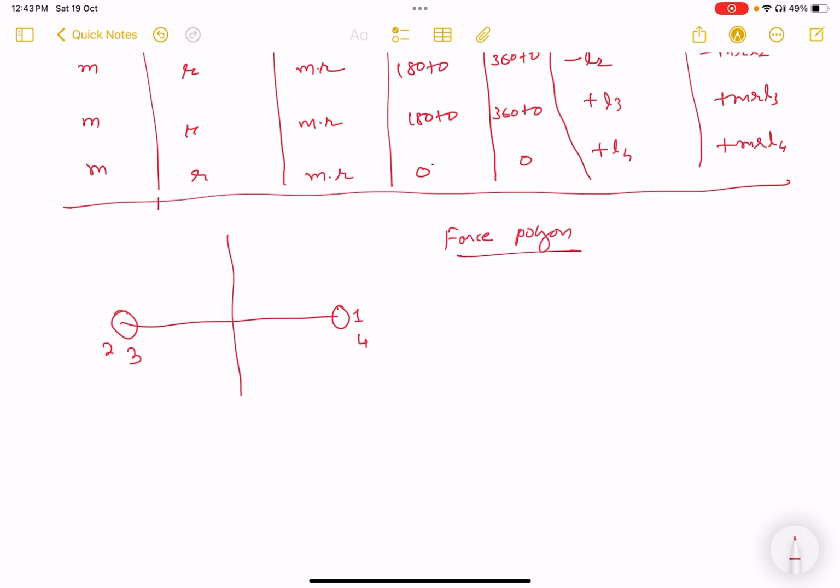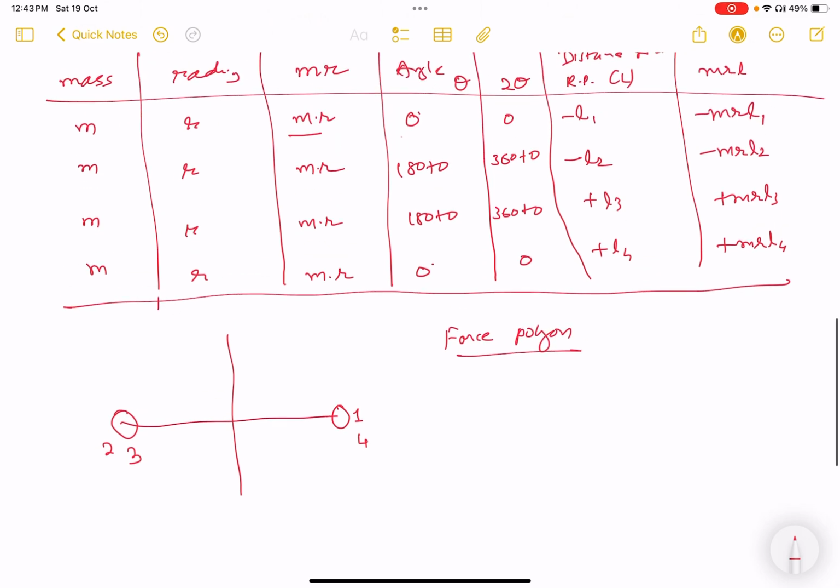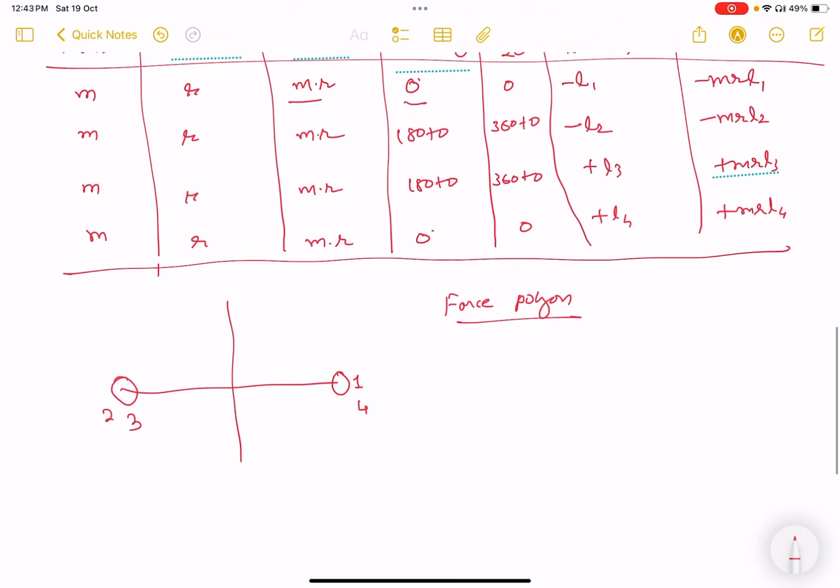Force polygon. For the force polygon we need MR only and the angle. So we'll start from here. Suppose this is 0. Then MR by scale. Suppose we are considering MR as 2 centimeters. At 0 degrees, I need to draw a line. This is MR. This is the first position.